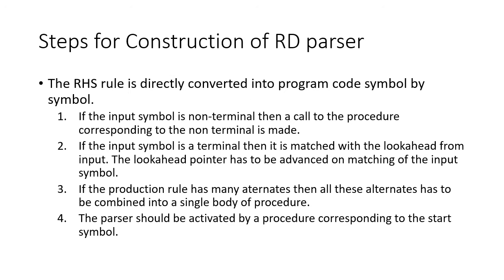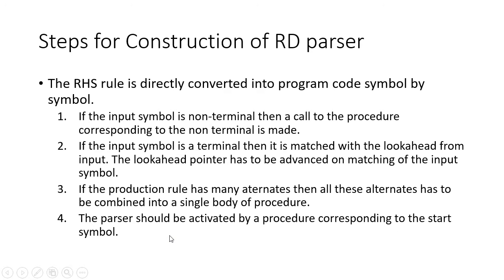So let us look at the steps. The right hand side is directly converted into programs, code symbol by symbol. If the input symbol is a non-terminal, then a call to the procedure corresponding to the non-terminal is made. If the input symbol is a terminal, then it's matched with the lookahead from the input. The lookahead pointer has to advance on matching of the input symbol. If the production rule has many alternatives, then all those alternatives have to be combined into a single body or procedure. The parsing should be activated by a procedure corresponding to the starting symbol.